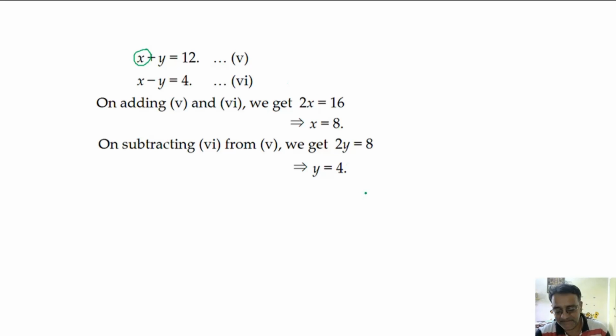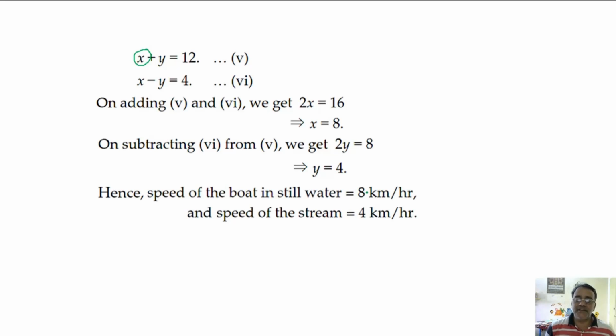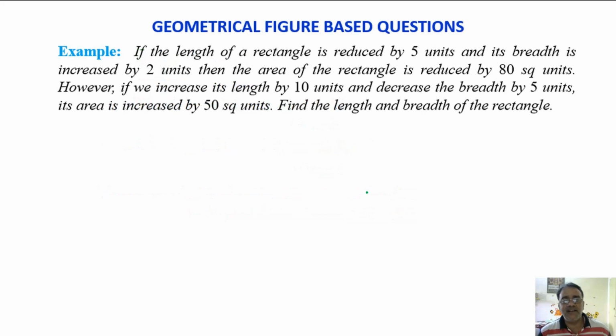तो वैसे करना. Hence the speed of the boat in still water is equals to 8 km per hour, and the speed of the stream is equals to 4 km per hour. Any doubt in this question? No, sir. Okay, next geometrical figure based questions.